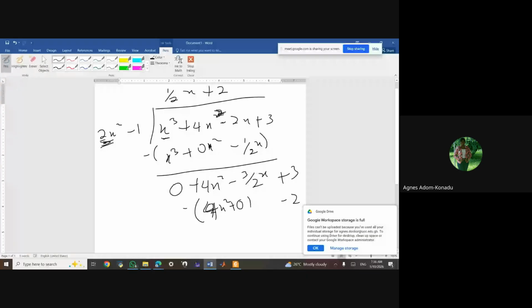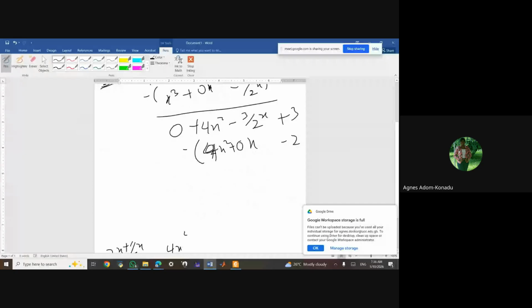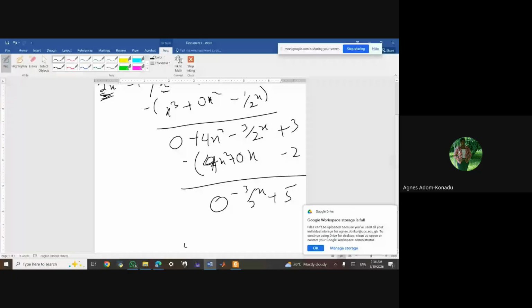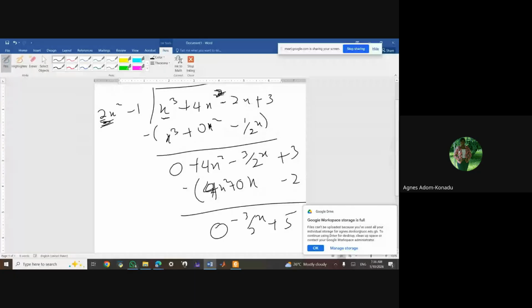So I will subtract. When I subtract 4x squared from this, it will give me 0. Then I subtract 0 from this, it will give me minus 3 on 2x. Then I subtract negative 2 from 3. This will give me plus 5. Okay. You can see that for this one, minus 3 on 2x, the 2x squared cannot divide it.